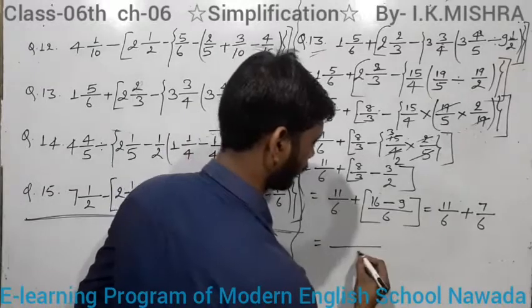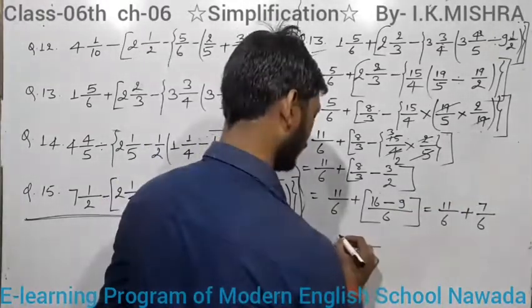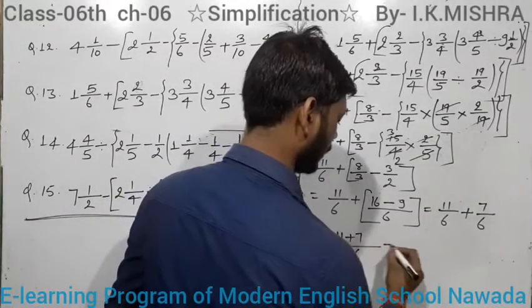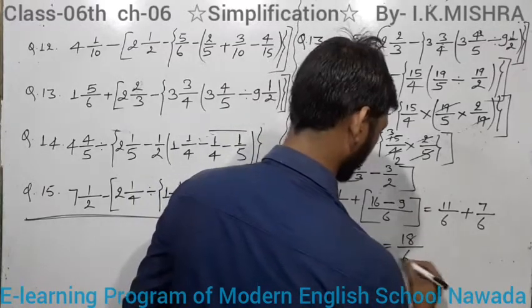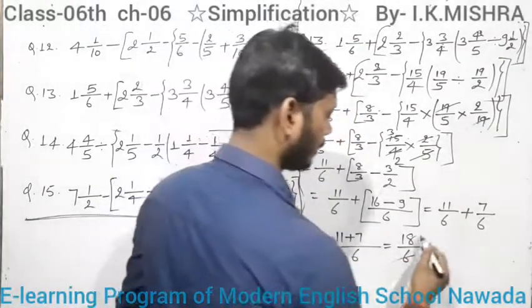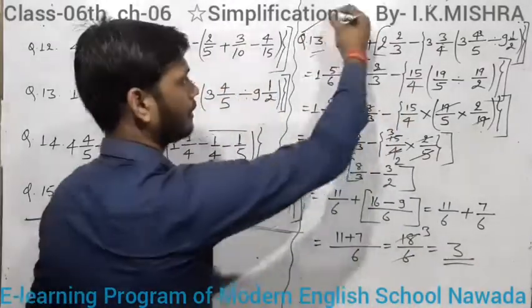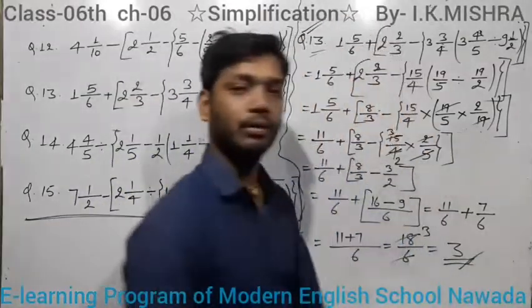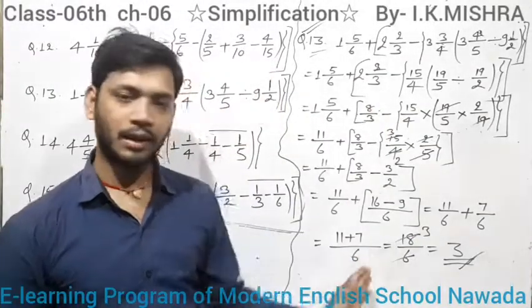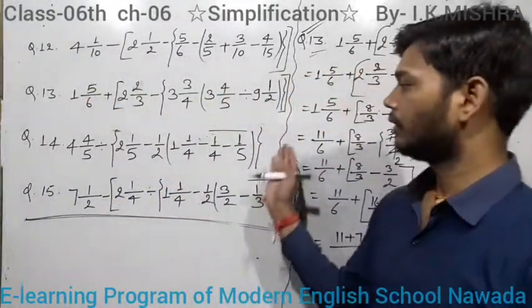After that, LCM is equal to 6, and 11 or 7, 11 plus 7 is equal to 18 by 6. And friends, here 3 times and here 3 times. So its simplest value is equal to 3. Similarly, students, you can solve these questions.